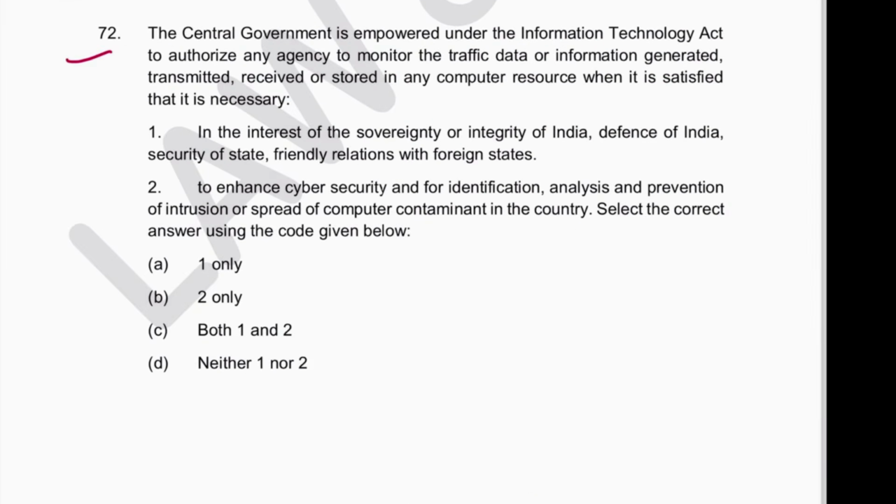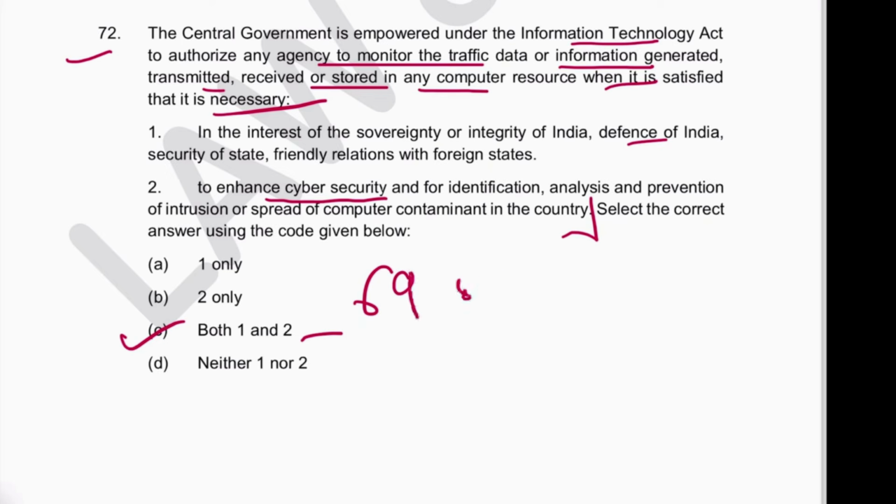Next, 72. The central government is empowered under the IT Act to authorize any agency to monitor the traffic data or information generated, transmitted, received, or stored in any computer resource when it is satisfied that it is necessary in the interest of the sovereignty and integrity of India. Yes. To enhance cybersecurity. Yes. So both 1 and 2, C is the answer. This is mentioned in Section 69 of the IT Act.